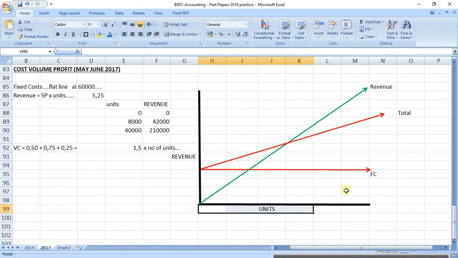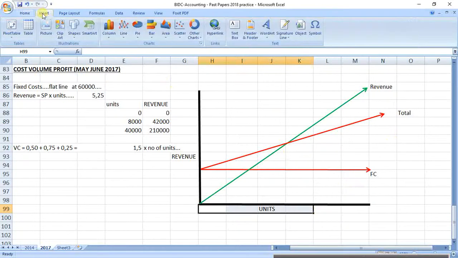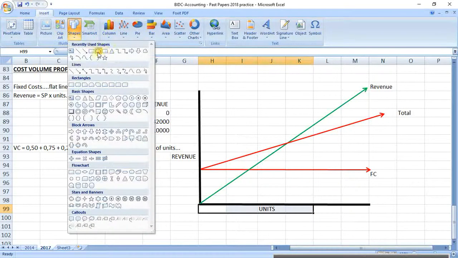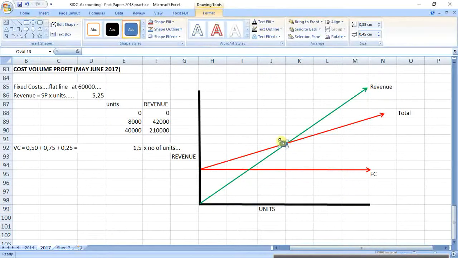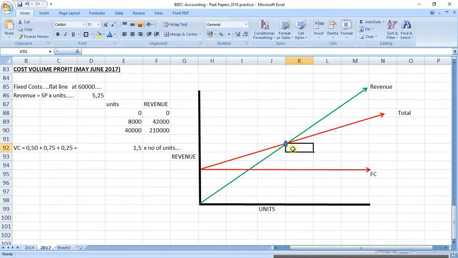So what is the break-even point? Let's put that point on, and then go through the break-even point. What was the break-even point? 16,000 units. Okay, so where's your 16,000 units? 16 is here. There's your 16,000 units. So if 16 is there, draw a line through that point.